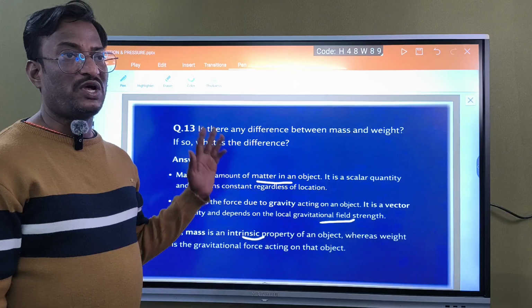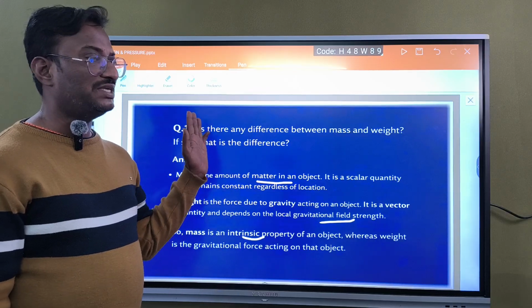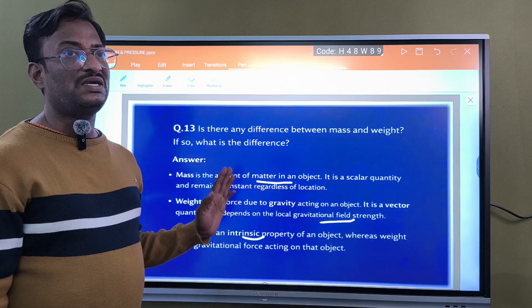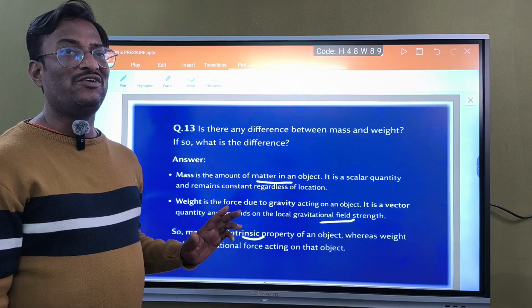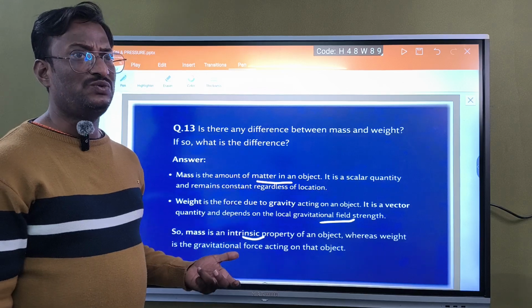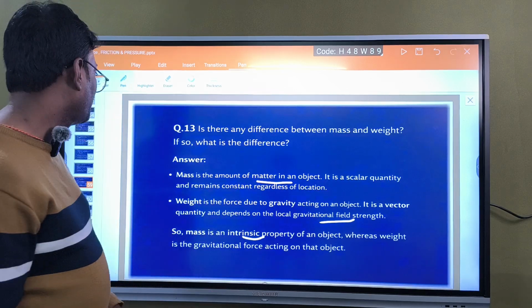Okay children, in the past classes at one particular place I told you mass and weight are almost the same. But on that day I told you I will give you clarity between these two. So this is the clarity. Alright.